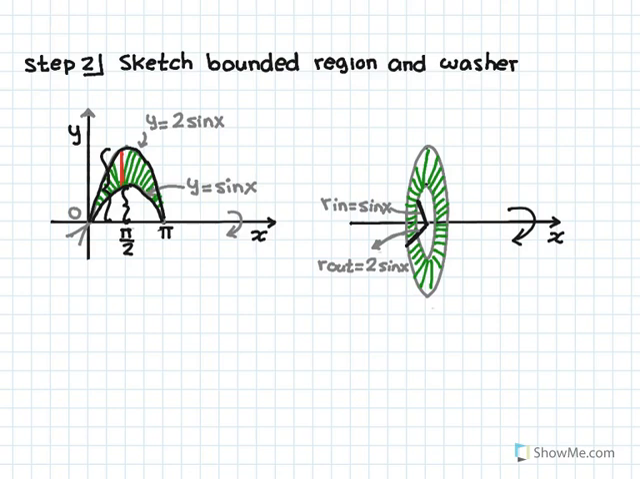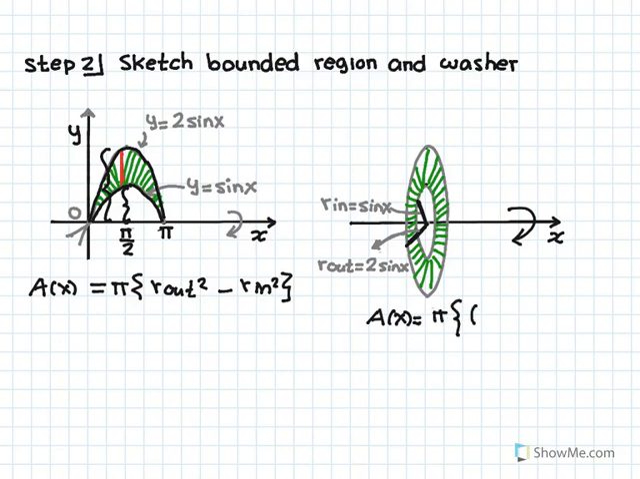All right, once we have defined the inner radius and the outer radius, we can set up the cross-sectional area of one of these washers and also the washer volumes, and set up a definite integral to compute the volume. So let's do that. We have the cross-sectional area, A of x, is equal to pi times outer radius squared minus inner radius squared. So A of x is equal to pi times the outer radius, 2 sine x, all squared, minus the inner radius, sine x, all squared, and let's close the bracket.